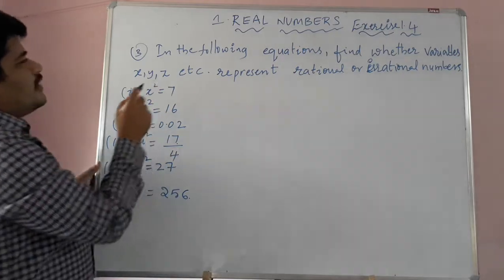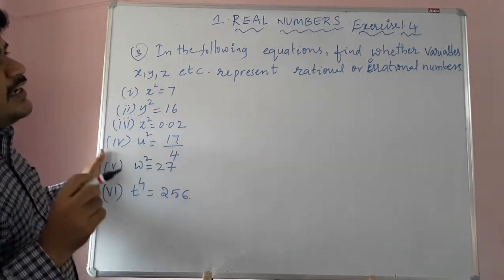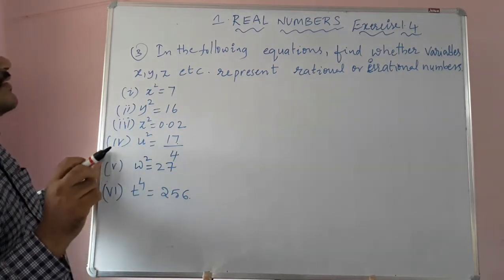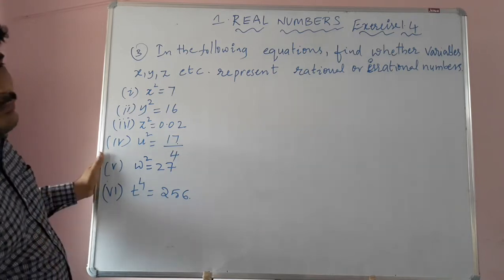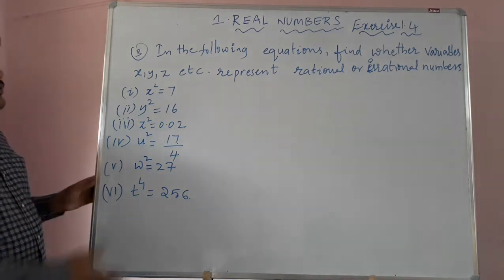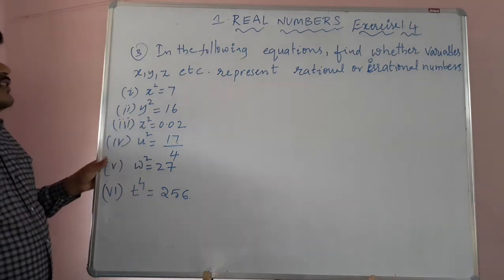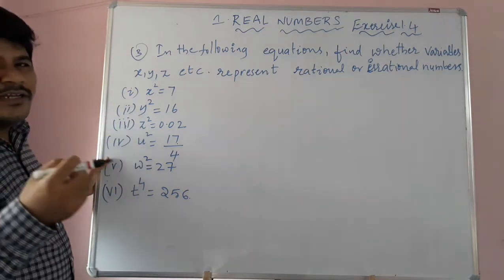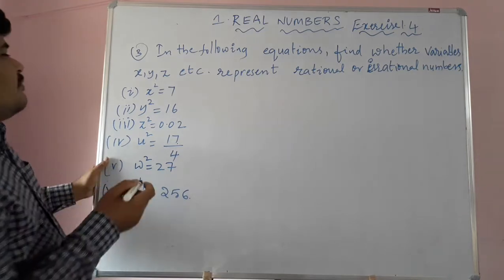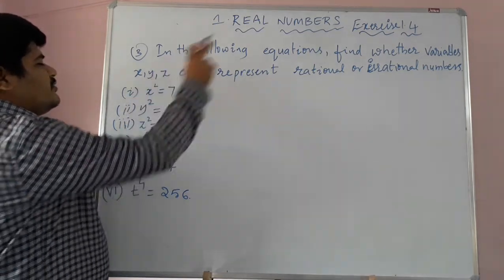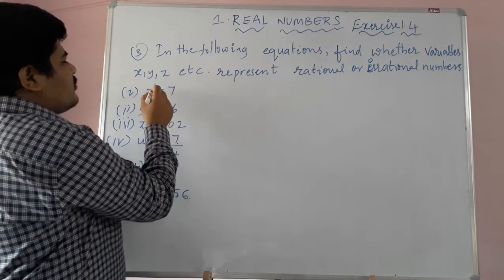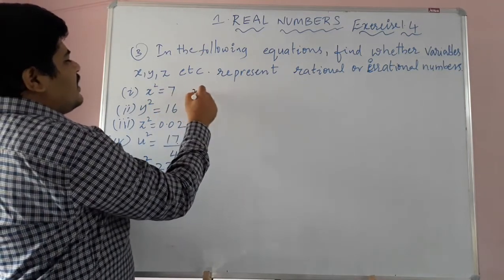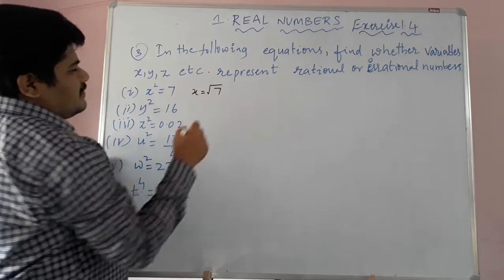In the following equations, find whether the variables x, y, z, etc. represent rational or irrational numbers. So students, see the first problem, x square is equal to 7. If x square is equal to 7, what is x equal to? Under root of 7.